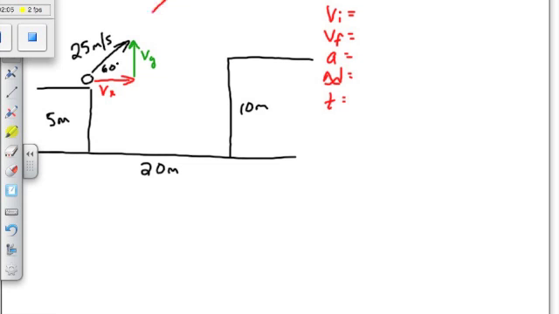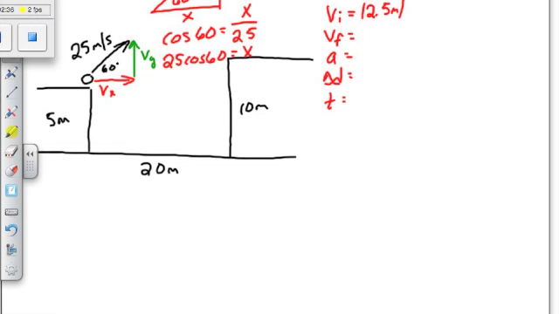I've got a triangle, 60 degrees, and one side is 25. So how do I solve for the x side? The cosine of 60. Cosine of 60 is equal to x over 25. So 25 times the cosine of 60 will give me my x velocity. So half of 25 is 12.5. Okay, see that? You have to do that first.